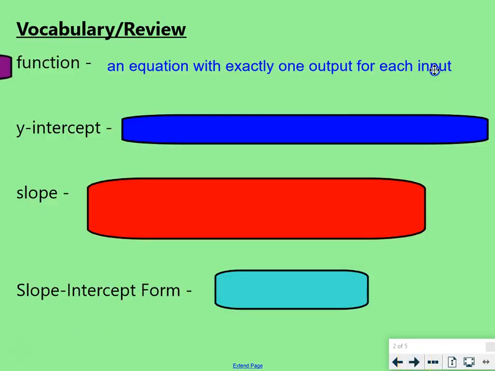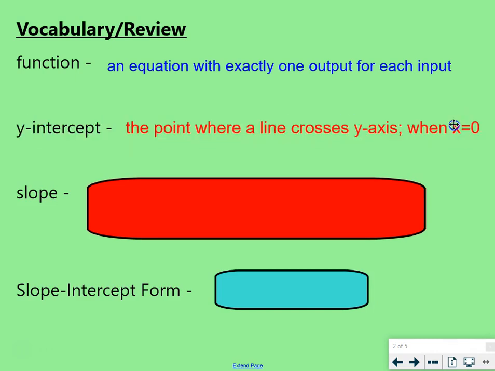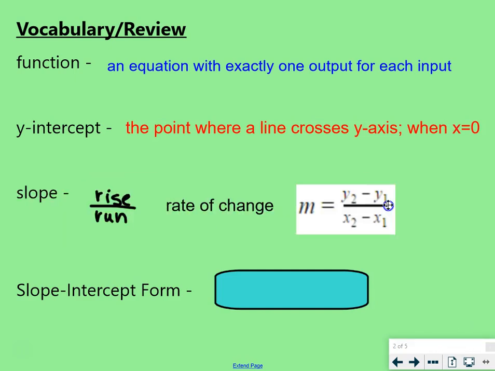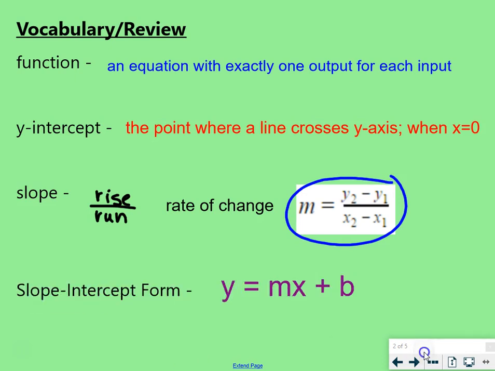Vocabulary / review. A function is an equation with exactly one output for each input. The y-intercept is the point where the line crosses the y-axis, when x equals 0. Slope is rise over run. Rate of change is also our slope formula, which we talked about last unit, but this unit we're going to use a lot more. And slope-intercept form is y equals mx plus b. Remember, your m is your slope, and your b is your y-intercept.